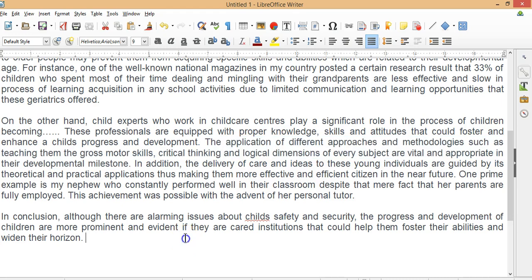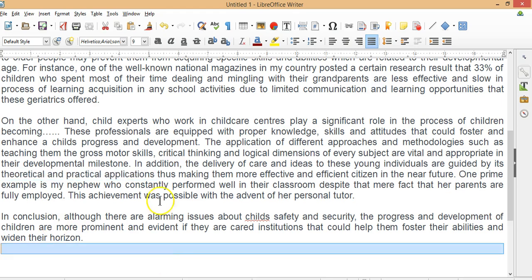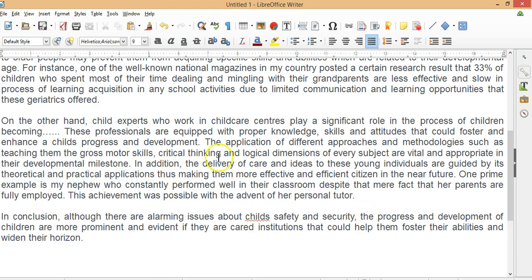It's pretty similar, the application of different approaches and methodologies are guided by its theoretical and practical applications. So you've got two sentences that are pretty similar. So you would probably lose a few marks there in terms of repetition.